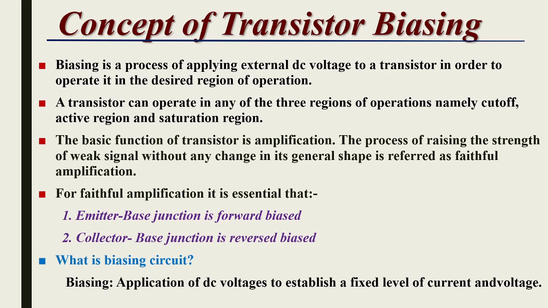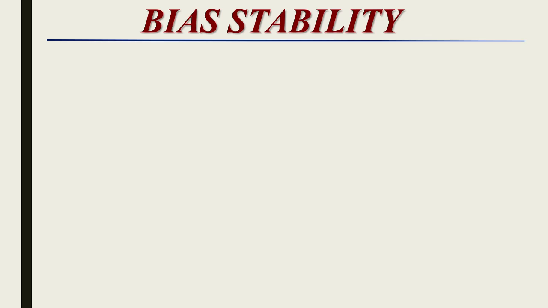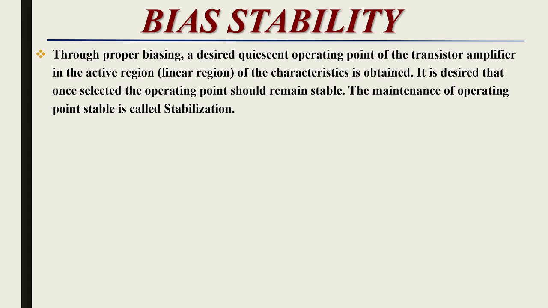This biasing circuit is nothing but the application of DC voltage to establish a fixed level of current and voltage at the input. Through proper biasing, a desired quiescent operating point of the transistor amplifier in the active region, or the linear region of the characteristics, is obtained. The stability of this quiescent point is very important because the quality of the amplification depends on it. Once selected, the operating point should remain stable, and the maintenance of this stable operating point is called stabilization.